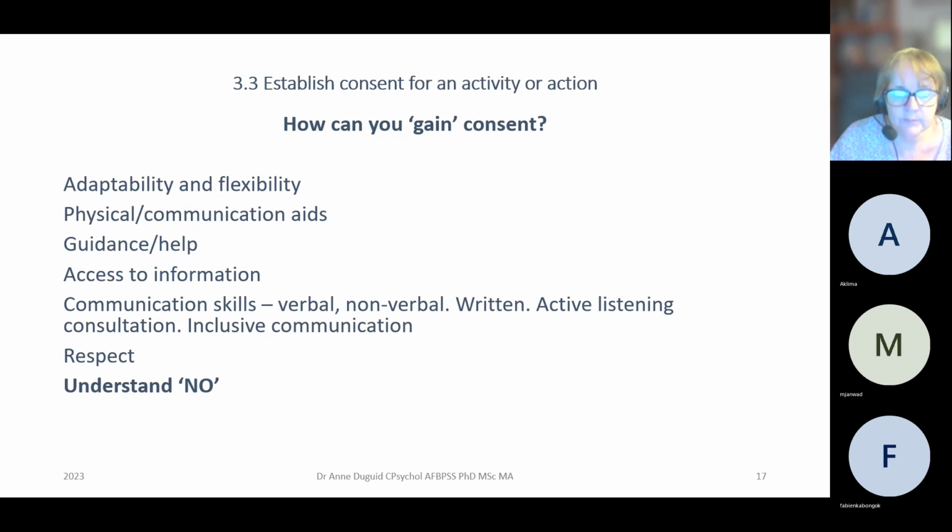Now, here's the thing. If the client doesn't want to do something and they demonstrate it by whatever means they have at their disposal, you have to respect that. It's not your job to make somebody fit into your agenda, timetable, or how you see the world.